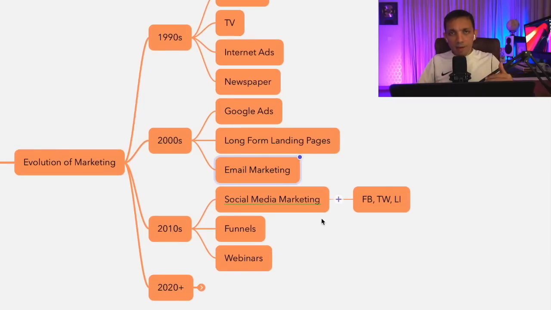So social media came into place, and I used to be teaching at that point of time Facebook organic marketing, Twitter and LinkedIn were the top three platforms. And then we saw an emergence of funnels, funnel building and webinars started to get more popular towards the end of 2018, 19. I started to do webinars in 2017 itself, but 2018, 19, 20 have been the years when webinars started to get more popular in India.